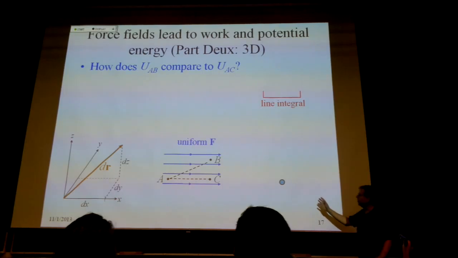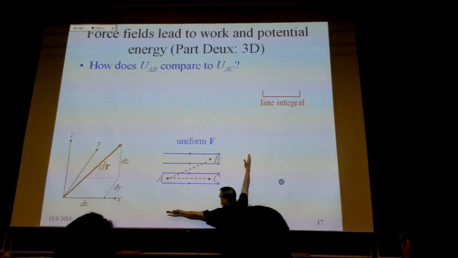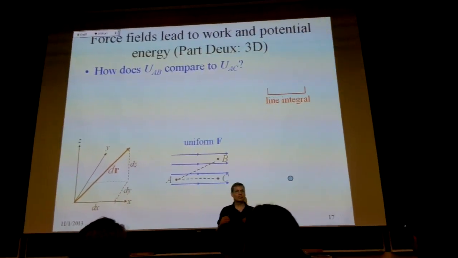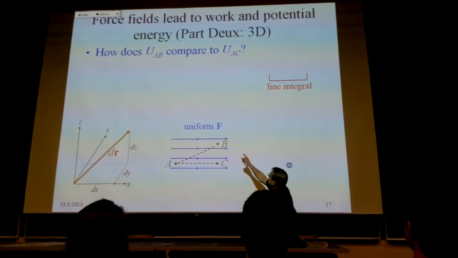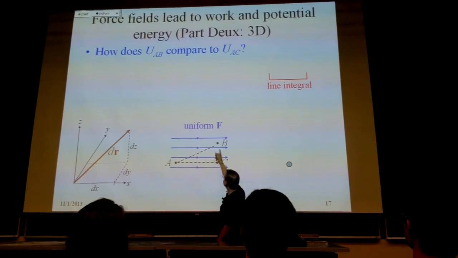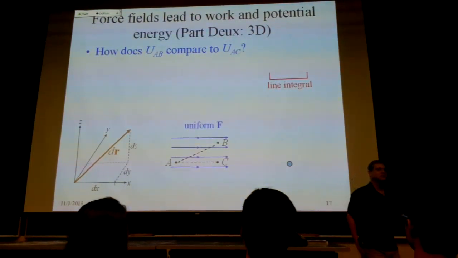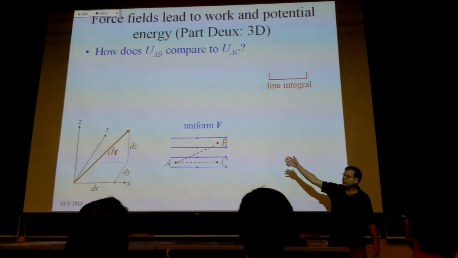Here I've got 2-dimensional motion now. These are 2 axes of motion, unlike the previous graph that was 1-dimensional motion. The question is, how does UAB, the difference in potential energy between A and B, compare to UAC? What do you think? Given that force field that I've drawn, that's uniform in that region.